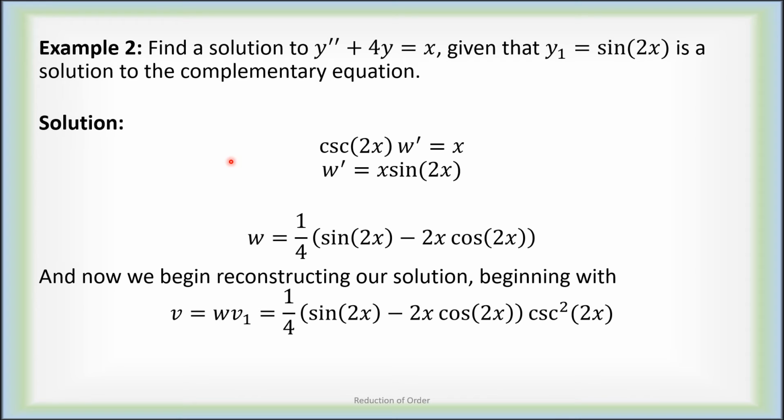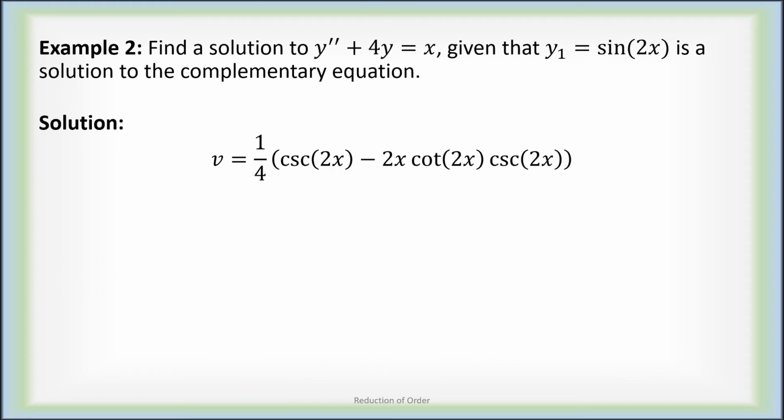So v was w v1, here's w, and v1 was cosecant squared of 2x. I'm going to take this cosecant squared of 2x and multiply it across here. Sin of 2x times cosecant squared leaves behind a single cosecant. And similarly, this cosine times cosecant squared, I'm going to expand out as cotangent times cosecant. This is putting it into a form that will be a little more convenient later on. All right, so here is v. It's 1 quarter cosecant of 2x minus 2x cotangent 2x cosecant 2x.